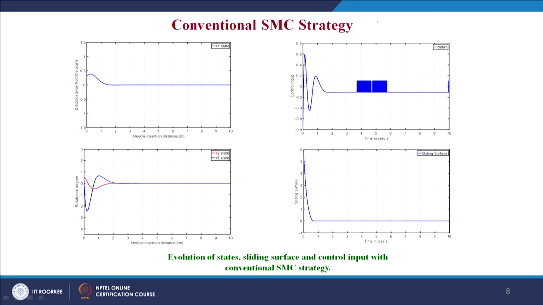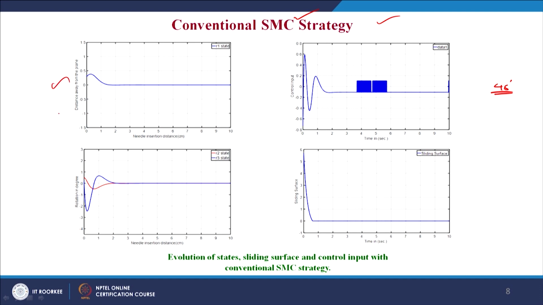So, the results we have obtained in implementing the higher order sliding mode control strategy are as follows. First, we have implemented the conventional sliding mode strategy on our system model, the kinematic model based on the bicycle modeling of the passive needle, which has a bevel tip of 45 degrees bevel angle. The first state is getting converged, and the second state, that is the angle.